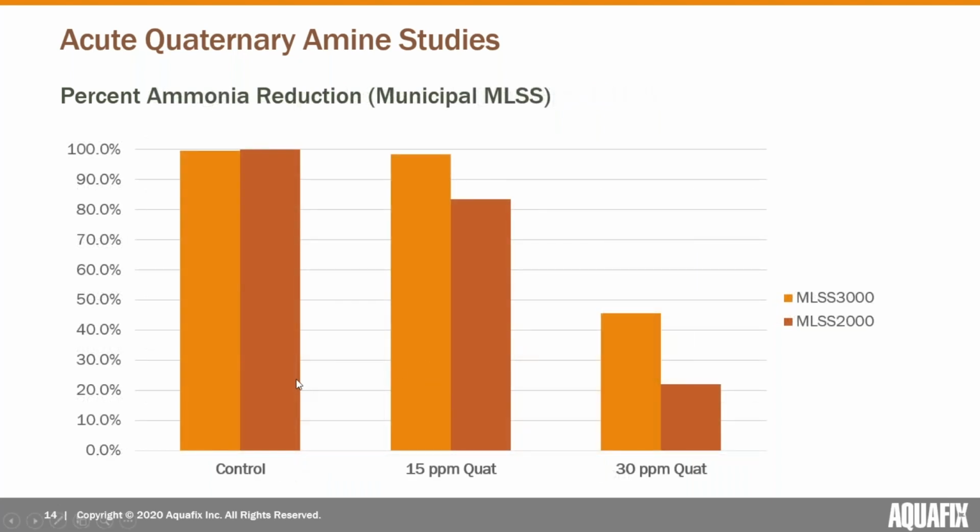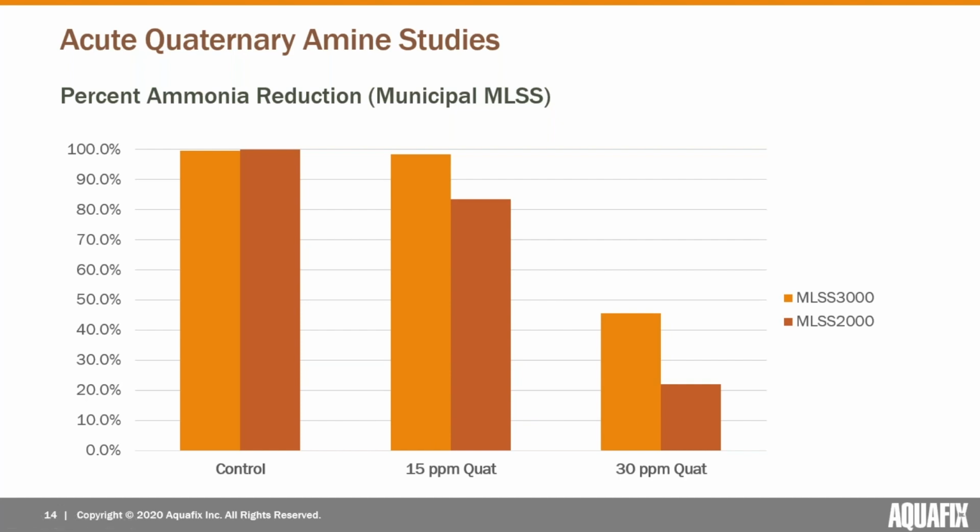Percent ammonia reduction in a municipal mixed liquor sample. Here's a control. We have 3,000 and 2,000 parts per million. At 15 ppm, the percent of ammonia removal goes down. At 30 ppm, it goes down faster.